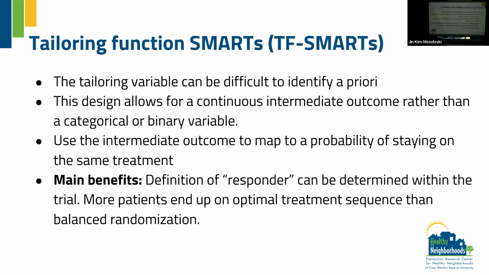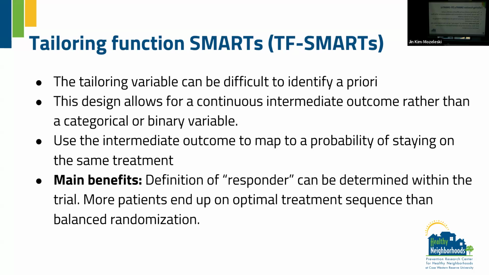Done with small sample SMARTs? All right. Cool. So the next modification is the tailoring function SMART. That tailoring variable, what you define as response, can often be really hard to decide beforehand. So this design allows for a continuous intermediate outcome rather than categorical or binary, or setting some cutoff like a 5% change in something.